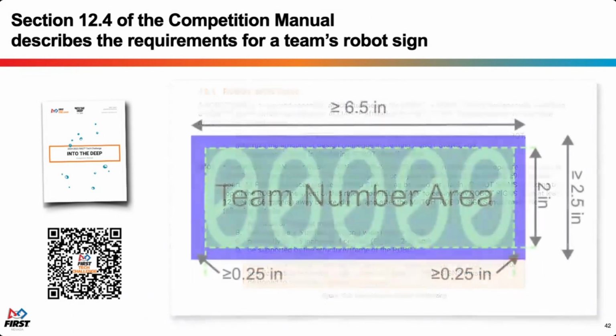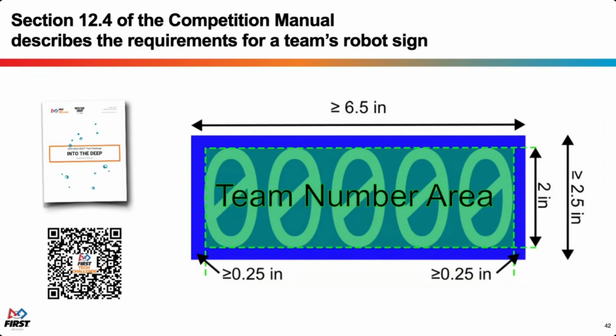Now, if you read the competition manual closely, there are specifications for the minimum size for a robot sign. In the competition manual, it is written in imperial units, inches. We're going to do ours in centimeters, and so I'll give you the conversions as we go. They are written in the manual as well.